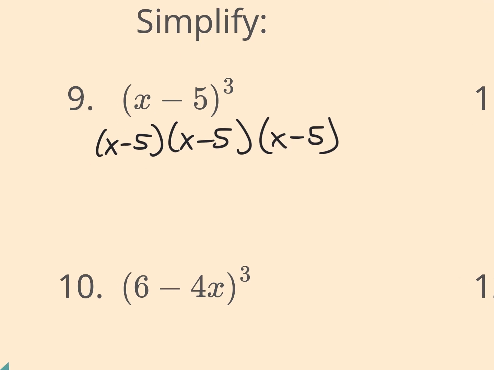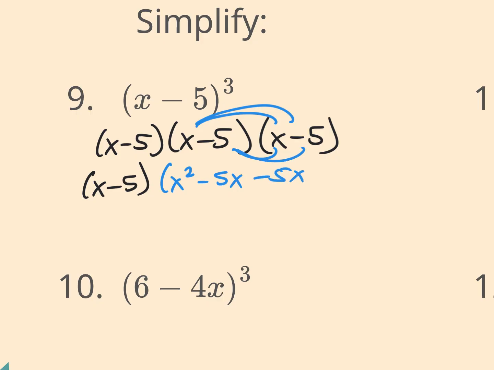So I always just rewrite the first one, x minus 5, and then I FOIL the second 2. What's x times x? X squared. What's x times negative 5? Negative 5x. What's negative 5 times x? Negative 5x. And then what's negative 5 times negative 5? Plus 25. Perfect. All right, so I'm going to rewrite my x minus 5 out here, and I'm going to combine like terms. So I have x squared. What happens here in the middle?